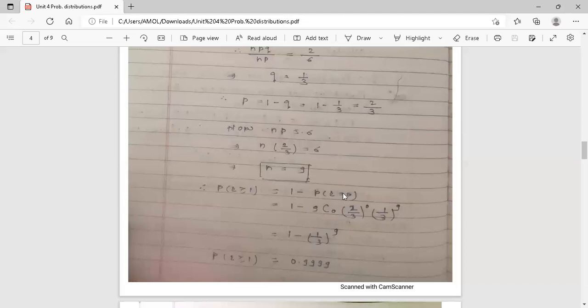So you calculate the value of this term: 9C0 into 2 by 3 raised to 0 means 1, 1 by 3 raised to 9. 9C0, its value is also 1. So the simplified term is 1 minus 1 by 3 raised to 9. And then you calculate the value of this probability of r greater than or equal to 1. It is 0.4 times 9. So this is your answer. This is the probability r greater than or equal to 1, 0.4 times 9.